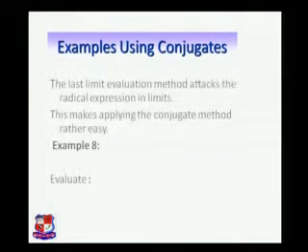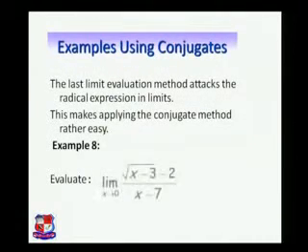And the second type of example is how to solve examples using conjugates. The last limit evaluation method attacks the radical expressions in the limits. Here we need to use the conjugate to make the example easier, because if we look at example number 8, limit x tends to 0, (root of x minus 3 minus 2) upon (x minus 7). Here it is clear that there is a root of x minus 3 in the numerator, so it is quite difficult to solve the example without using conjugates.